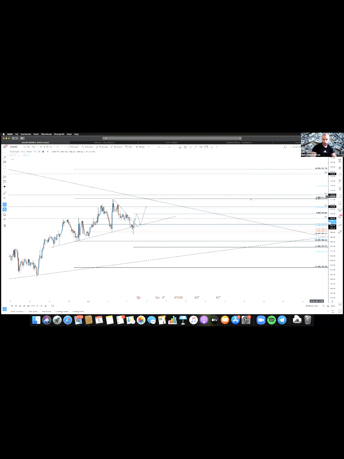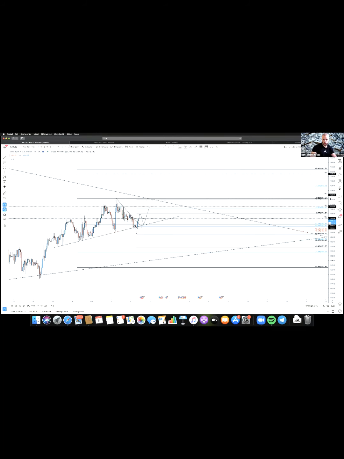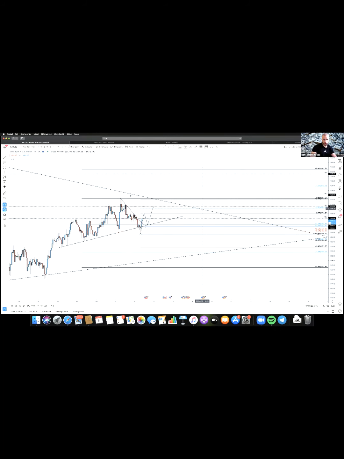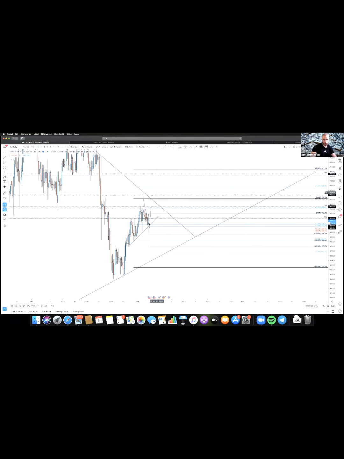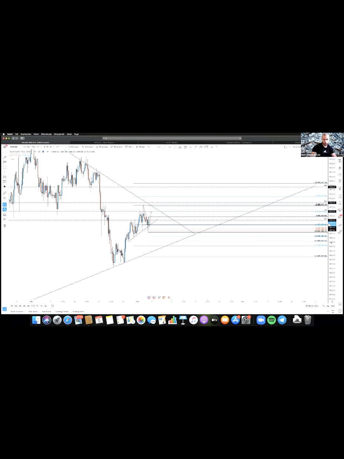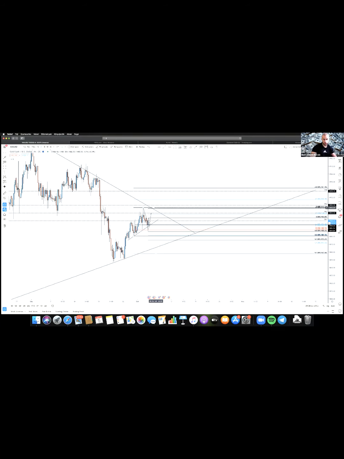to 1910, and after the 1920 level, which matches with the bigger time frame counter trend line. And the question is, what will happen there? If it's broken, it could push much higher, or if it's respecting this level, we can expect again some bigger pullback to the downside.